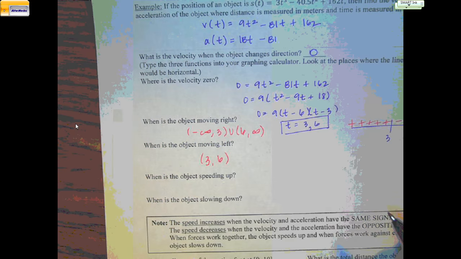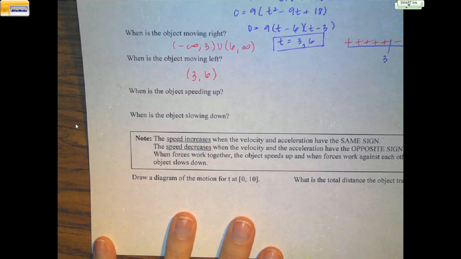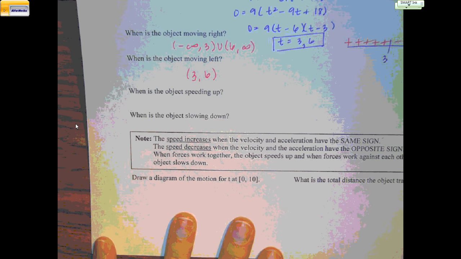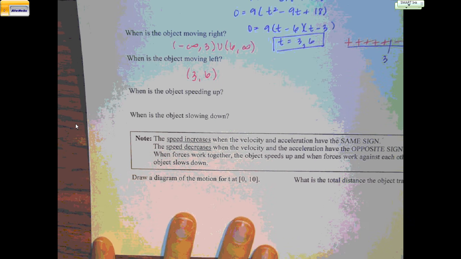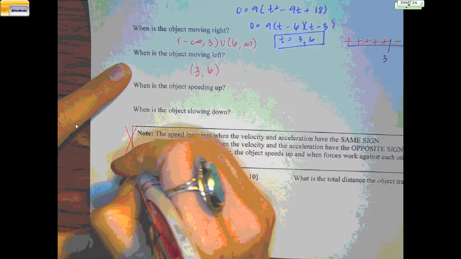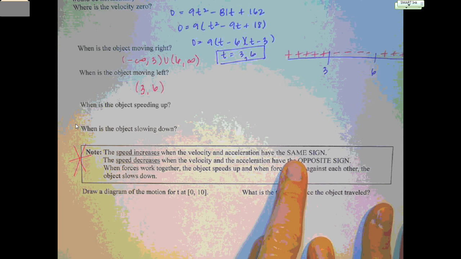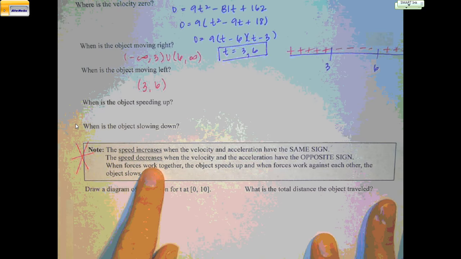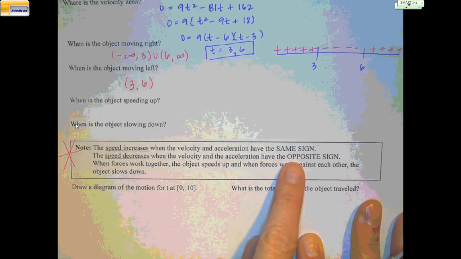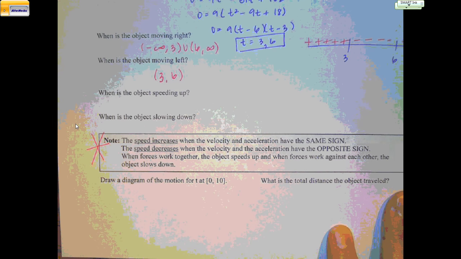Is everybody okay? All right, when is the object speeding up and when is it slowing down? And this is the tricky part, because we use the word acceleration in one way in our vernacular as we speak. In calculus and physics, it's something different. So you have to be a little bit careful when you're thinking about acceleration. Here's how you're going to figure out this answer. Down here where this note is: speed increases when velocity and acceleration have the same sign. Speed decreases, or it's slowing down, when the velocity and acceleration have the opposite sign. When forces work together, an object is going to speed up. When they're working against each other, it's going to slow down.